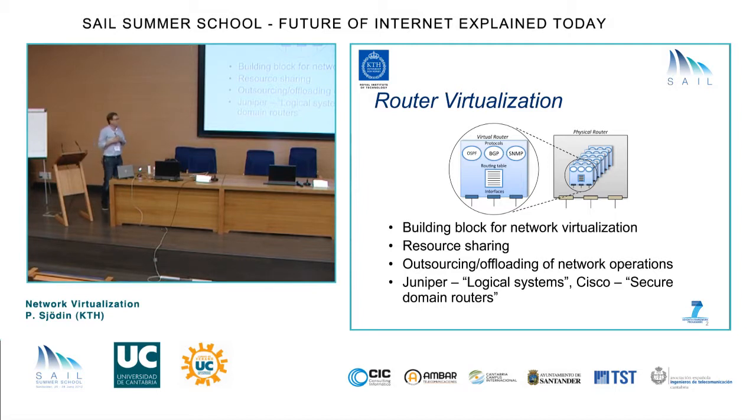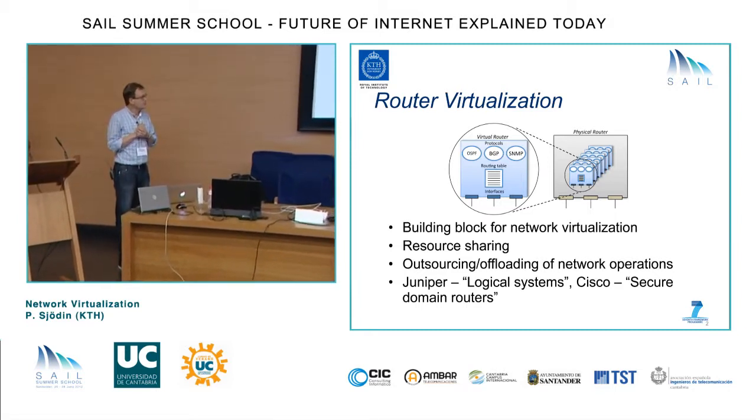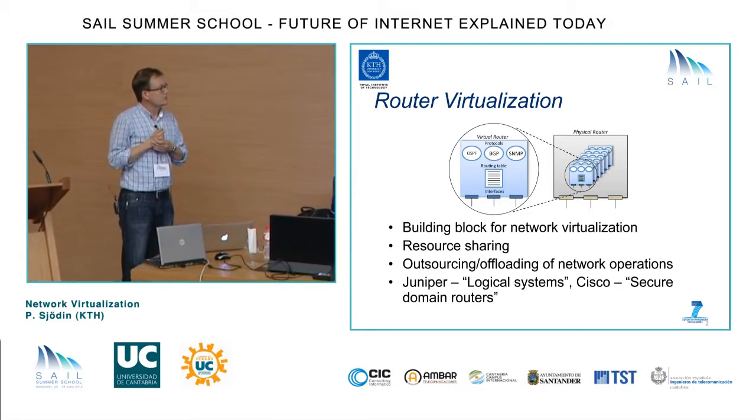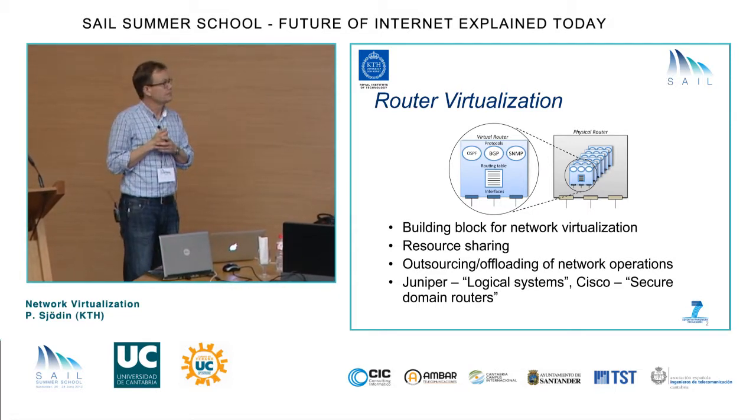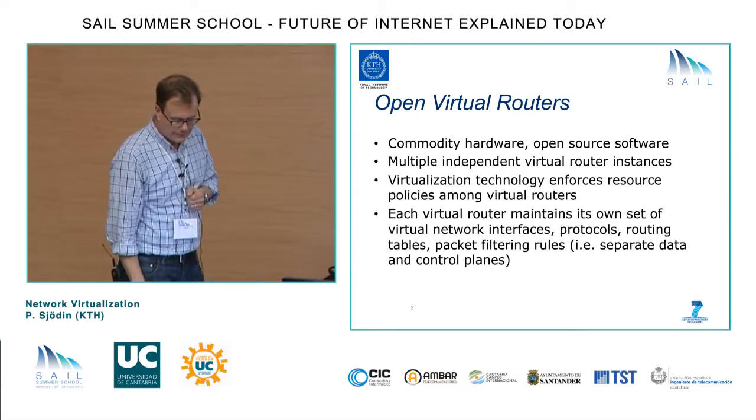There is support available in commercially available routers. There are actually different flavors, but one from Juniper is called logical systems. It used to be called logical routers. And Cisco has something called secure domain routers, which is available in the larger systems, in the 12000 and the CRS series. So they are virtualized, so that the hardware can actually be divided into several virtual routers.